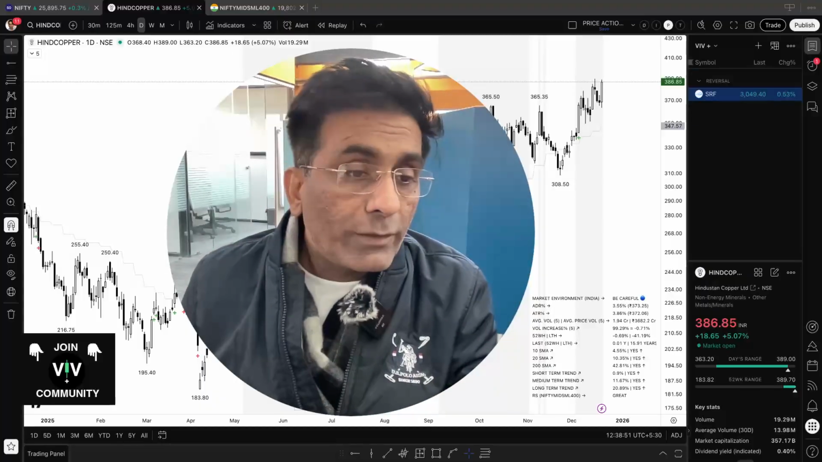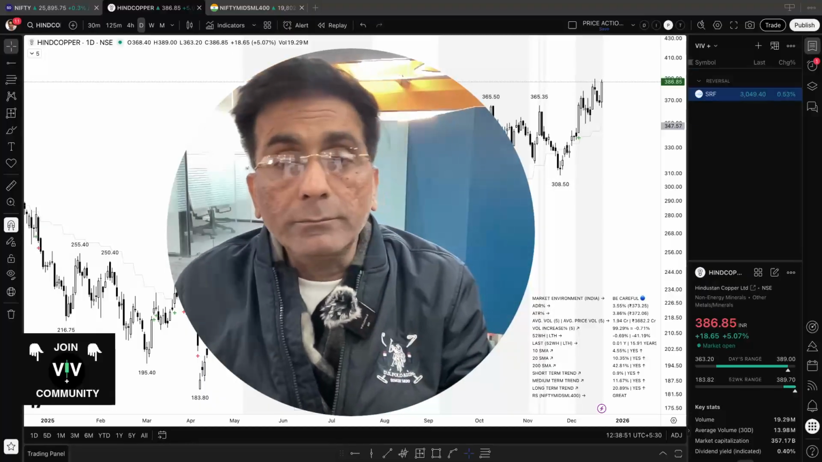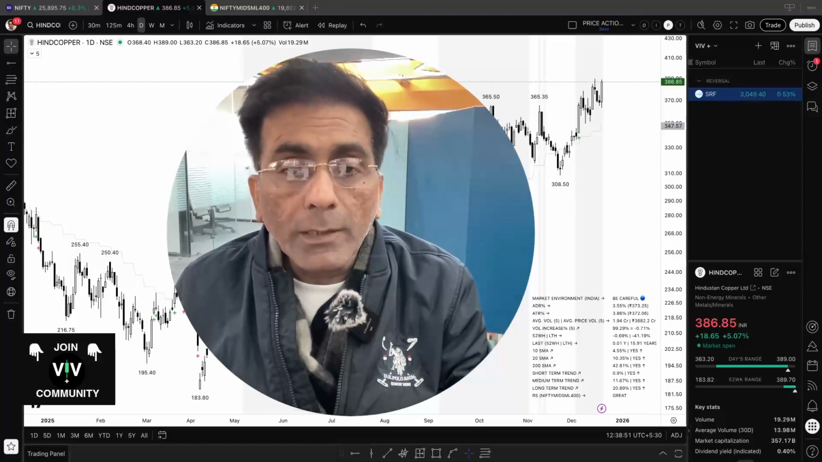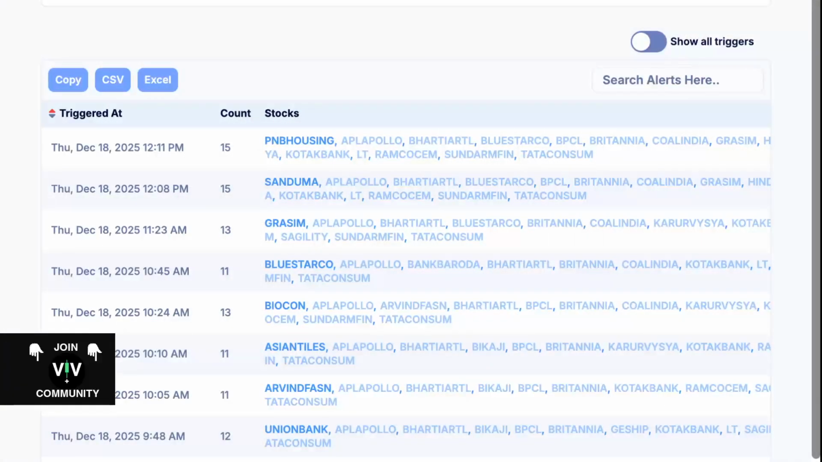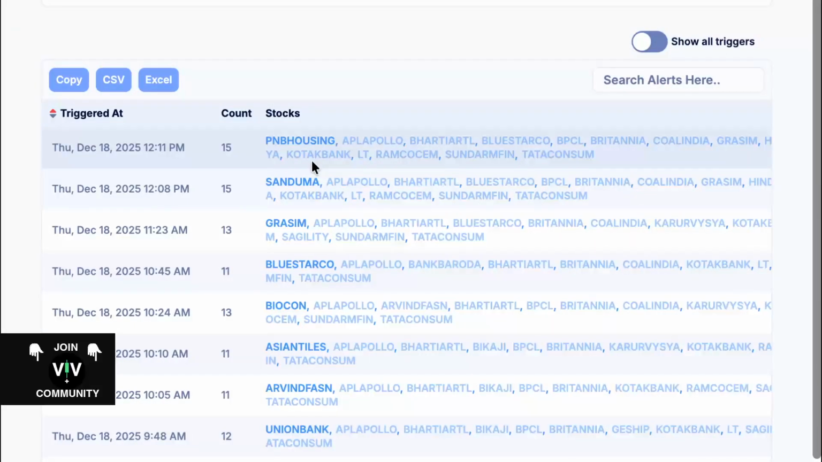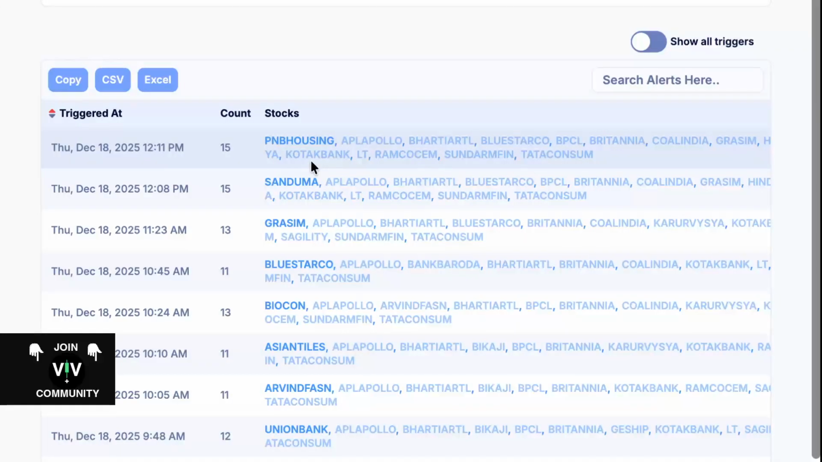Okay, so first we will discuss the scanner we have given to all our members. If I show you this one, this is the scanner we have given. What it does is it gives the stocks which fulfill our VIV criteria. So whatever the scanner has, it is showing the stocks that fulfill the criteria of the VIV system. I will show you there.